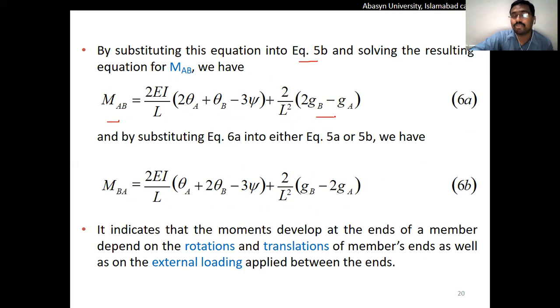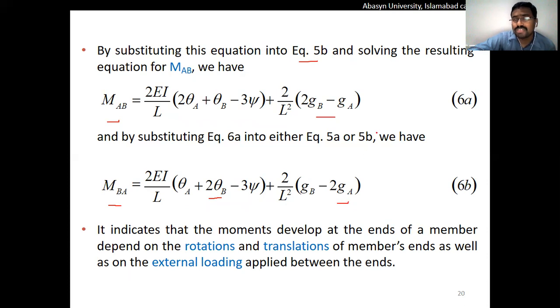And similarly, if we solve the other part of the equation by putting the value of equation 5b into equation 5a, we will have the value of MBA. And its value will be 2EI over L into theta A plus 2 theta B minus 3 psi plus 2 by L square into GB minus 2GA.